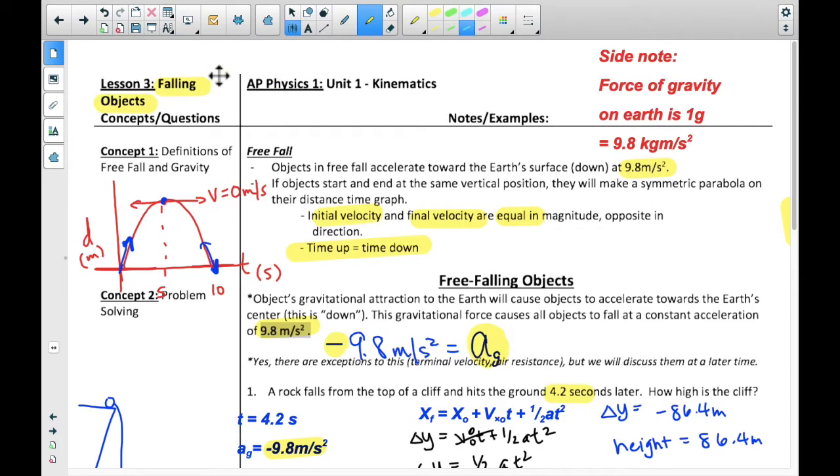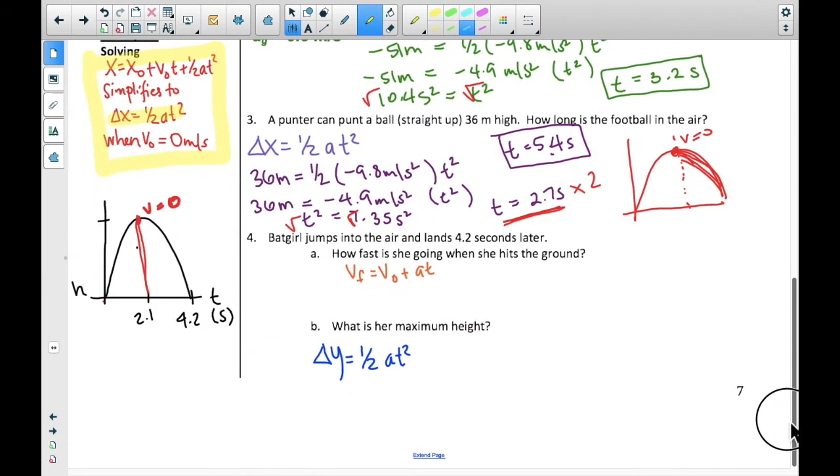Hi everybody, in this video we are still in lesson 3 on falling objects, and we're going to pick up at the bottom of the page where we left off the last time. So question number 4, Batgirl jumps into the air and lands 4.2 seconds later. How fast is she going when she hits the ground?